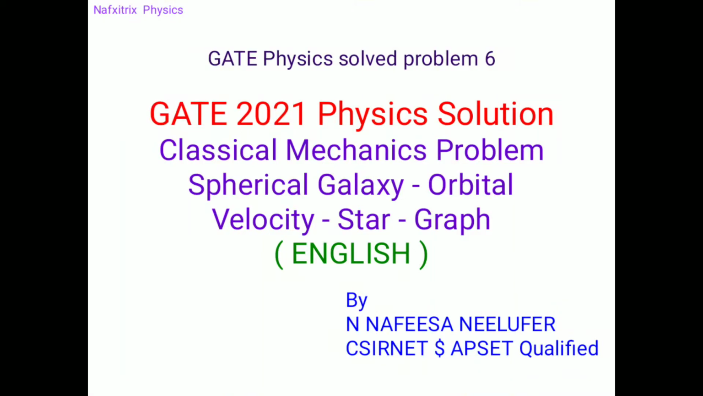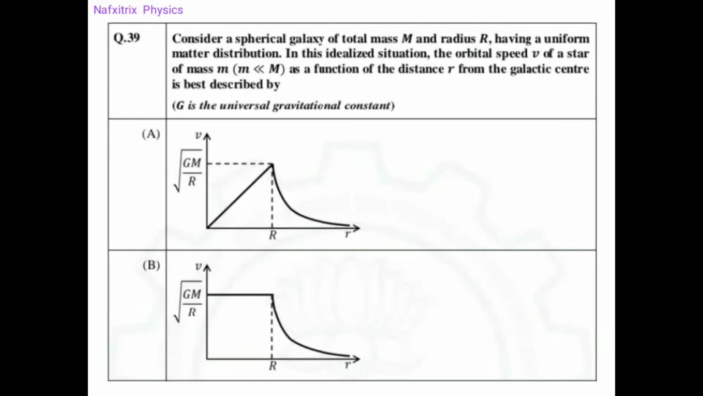So let's discuss a problem from GATE 2021 Physics, and this is from Classical Mechanics, and it is related to the spherical galaxy and orbital velocity of the star, as a function of distance from the galaxy. So let's have a look at the problem.